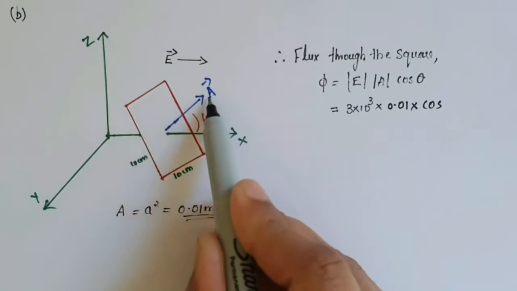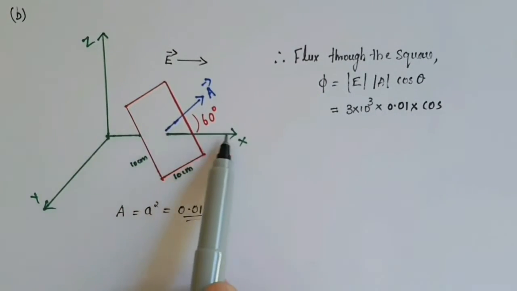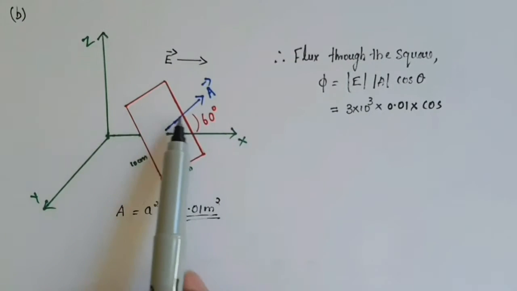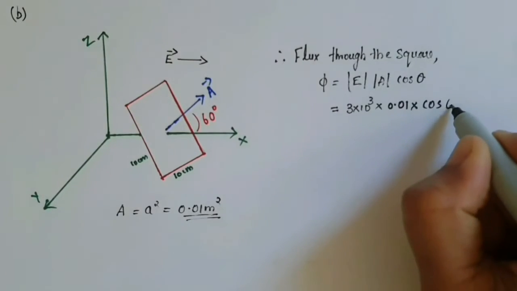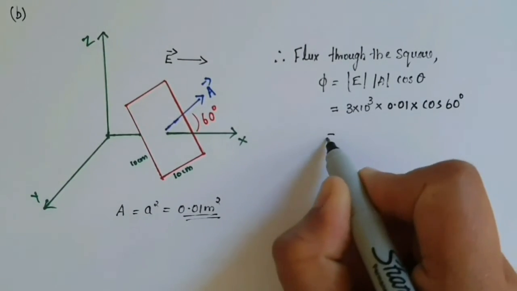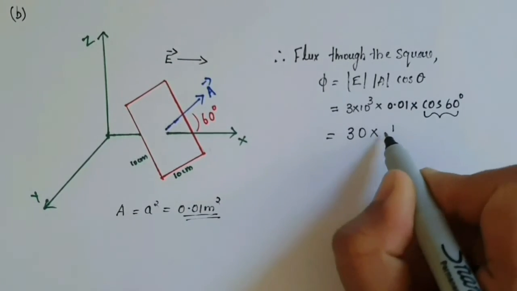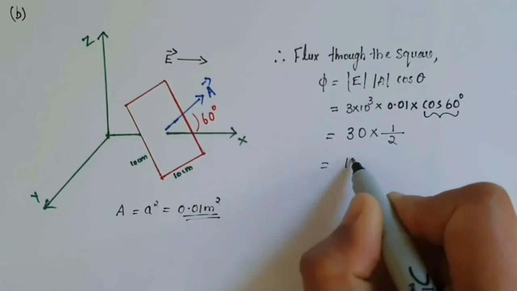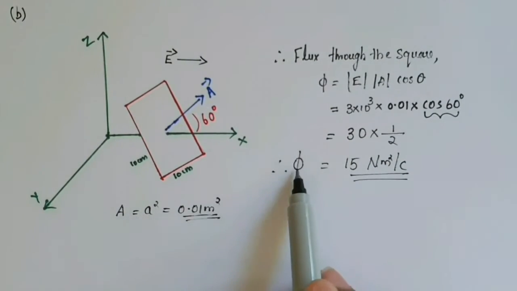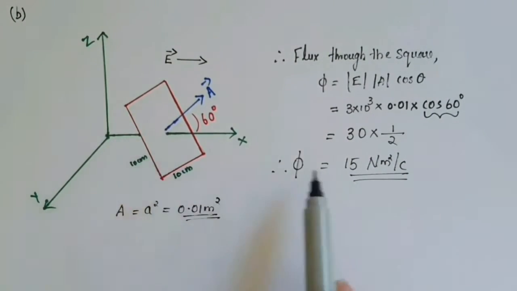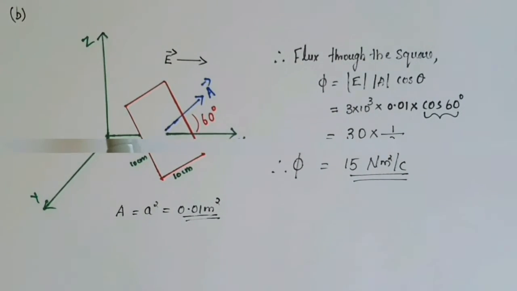What is the angle between E and A? Since this electric field is acting along x-axis, the angle between E and A is 60 degree. This is cos 60 degree. This is equal to 30 into cos 60, that is half. This is equal to 15 Newton meter square per coulomb. Therefore, the flux through this inclined plane is equal to 15 Newton meter square per coulomb.